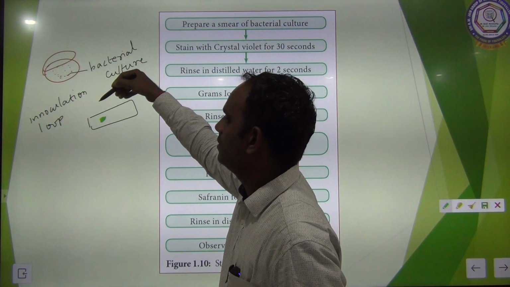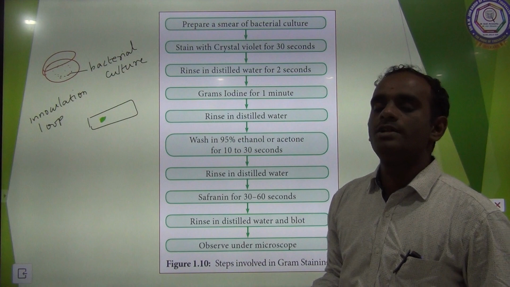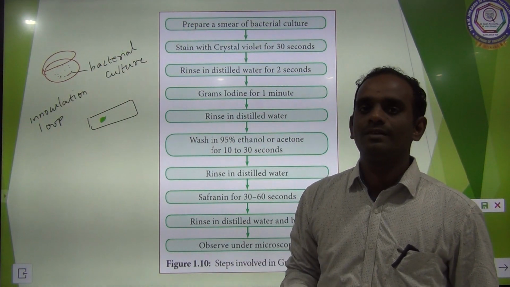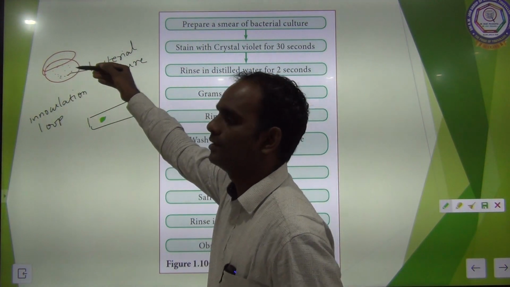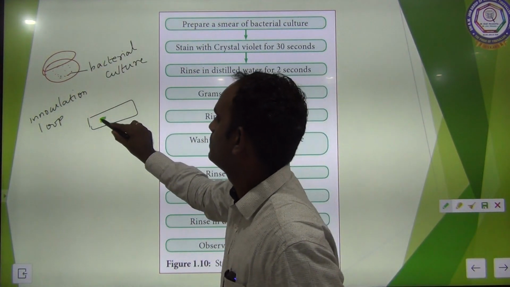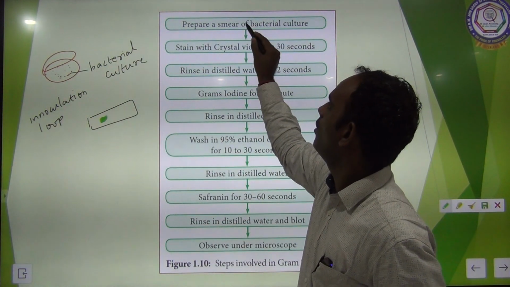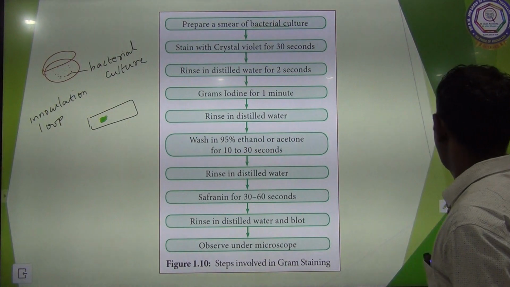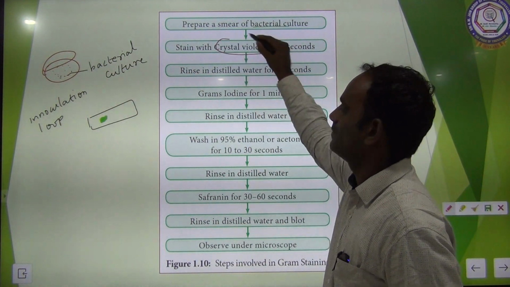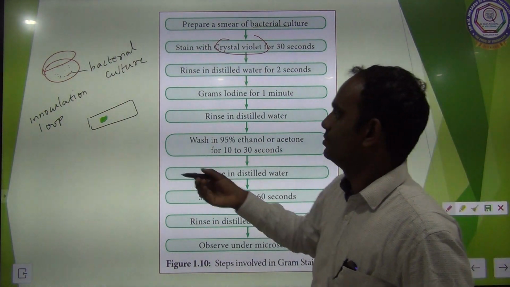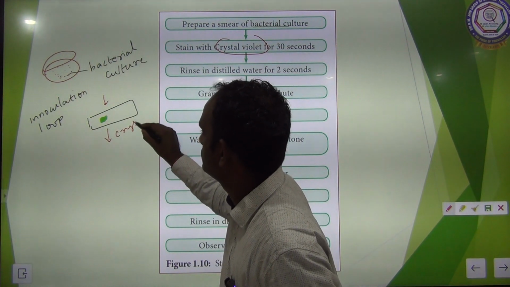So bacterial culture is taken with the help of an inoculation loop. The inoculation loop has to be sterilized, often. A small amount of bacterial culture is taken from here, and the smear is made here. Prepare a smear of bacterial culture and then stain with crystal violet for 30 seconds. So we have to stain with crystal violet.